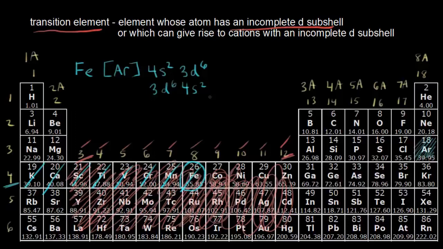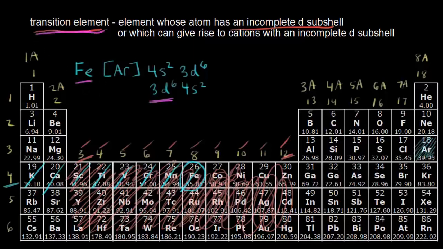When I look at the d orbitals for the electron configuration, I can see that there are 6 electrons in my d orbitals. Well, that's an incomplete d subshell, right? Because I can fit a total of 10 into my d orbitals. And so iron would be an example of an element whose atom has an incomplete d subshell. So iron is a transition metal.